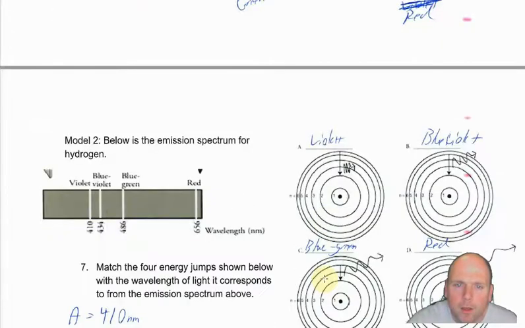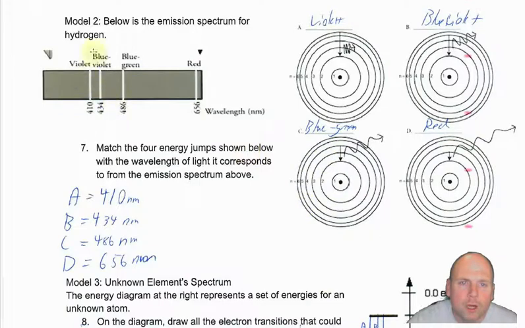Okay. All right. Model 2. So now I've given you the spectrum. I've given you these lines, and I gave you the wavelength that goes with each of the lines. And I say, hey, here's the drops that you see, A, B, C, and D. Which one goes with which one? Well, drop A is the biggest drop, producing the highest energy, short wavelength wave. So that's going to be the violet that we see there.